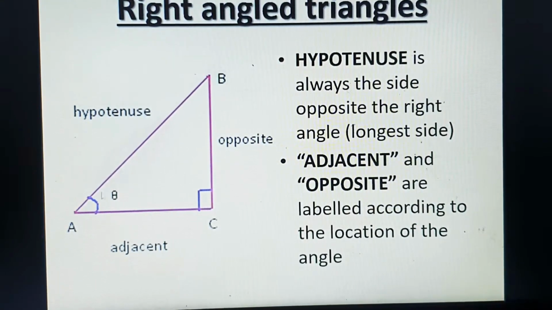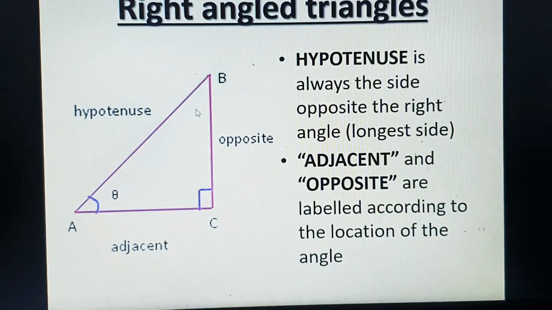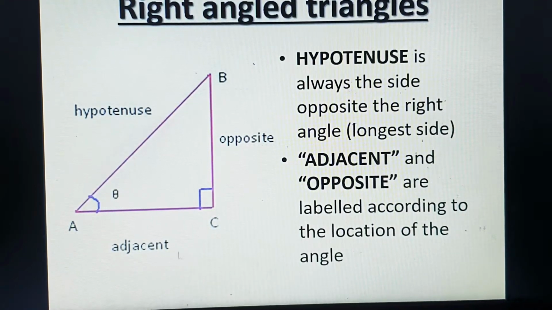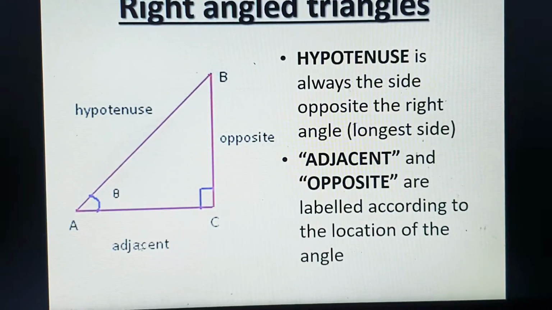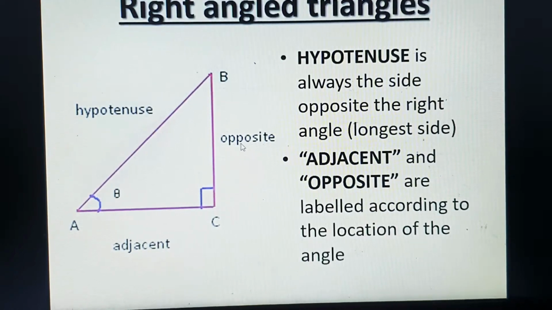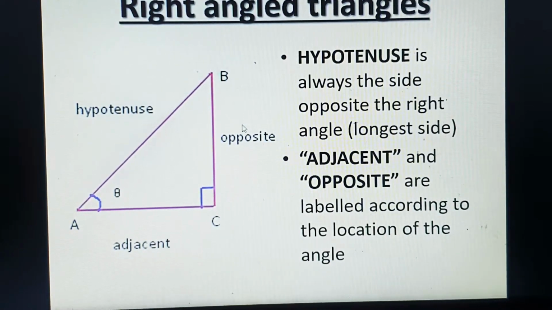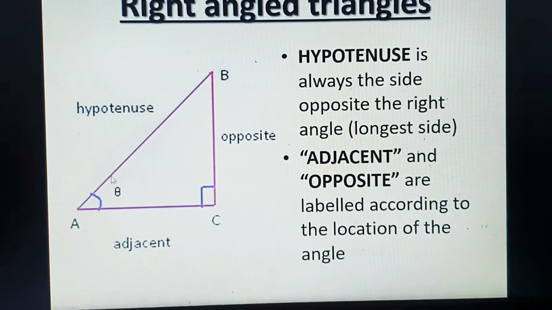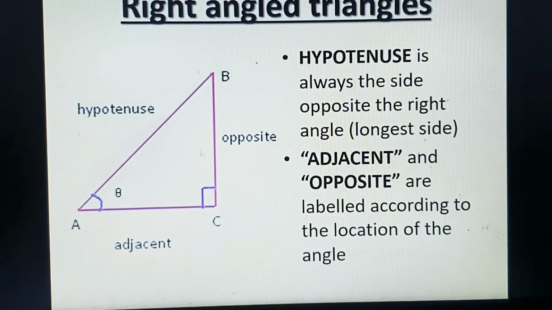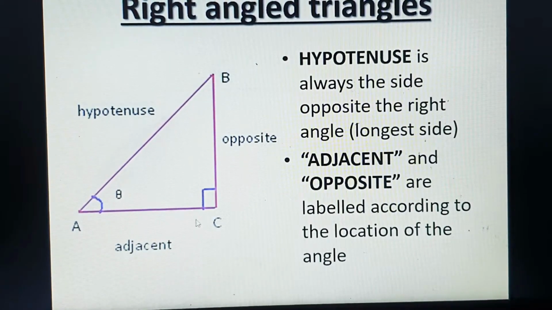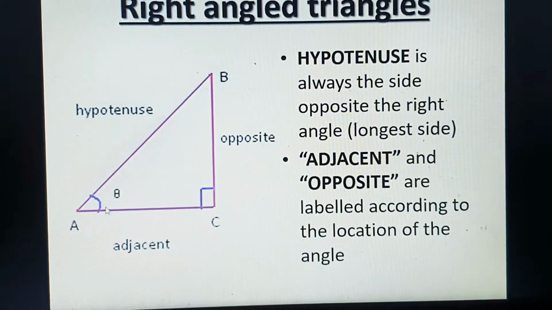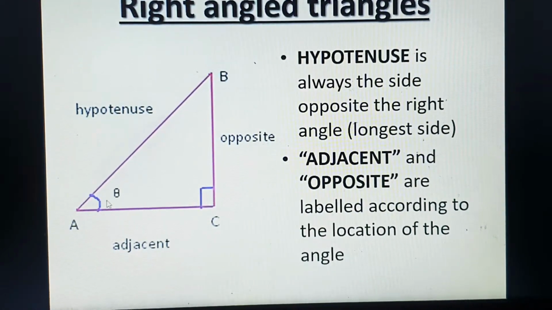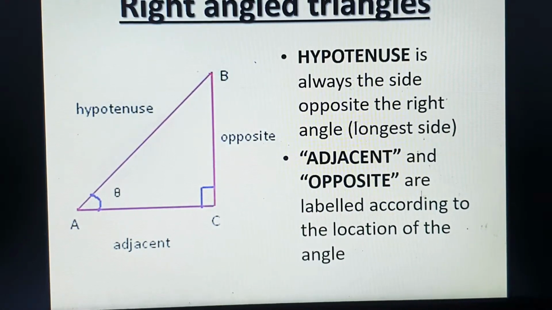Now the moment I scrub that out and I put an angle there, then this adjacent will become opposite, and that opposite will become adjacent. The only thing that's static, that never changes, is the location of the hypotenuse. Okay, but opposite and adjacent really depend on where the angle is labeled, and they're named in relation to that angle.